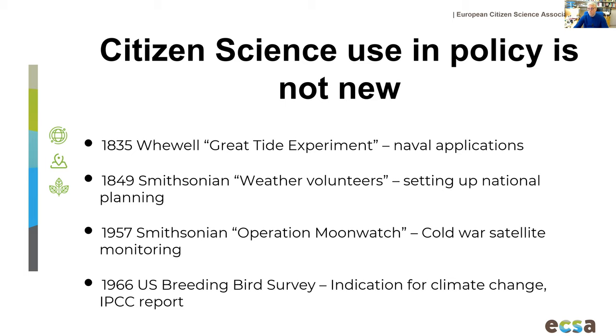Or in the mid-1850s, the Smithsonian Institution created the weather volunteers, setting up a national weather system, and that is true also across Europe and many other places. In the 1950s, Operation Moonwatch was a process where volunteers set up observation groups to monitor the movement and direction of human-made satellites. And that was very helpful to government within the context of Cold War monitoring.